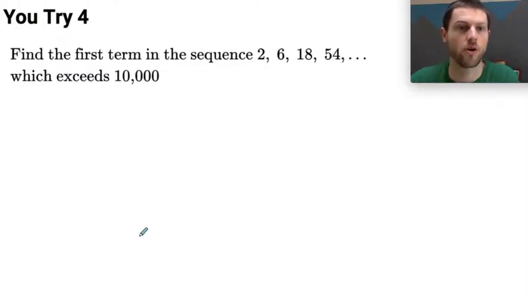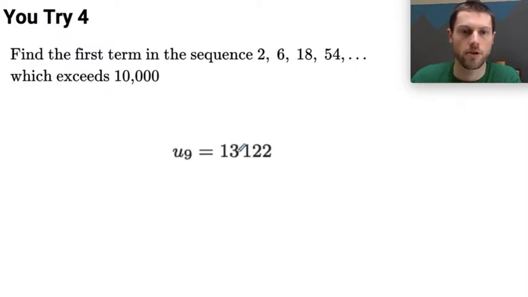So why don't you try this example? Do the same thing we did before. Use that graphing calculator to use the table function to find when the first term in this sequence exceeds 10,000. So give this one a shot. And it turns out that the first time that this sequence exceeds 10,000 is the 9th term. U sub 9 is equal to 13,122.